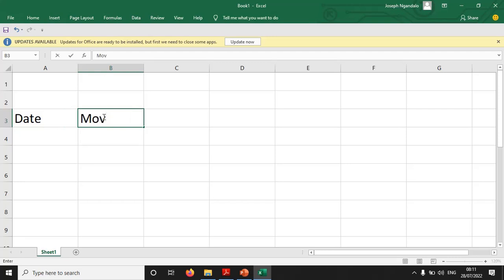Movement. Look at that. It's not supposed to be like that. Where is that? Yeah, it's supposed to be there. Then we have got a number of units. Number of units. Then you have got unit costs.